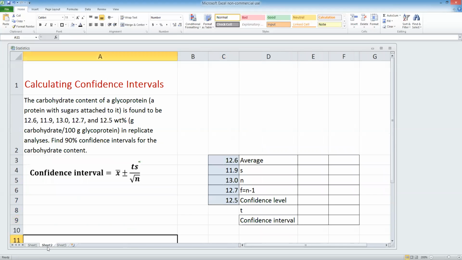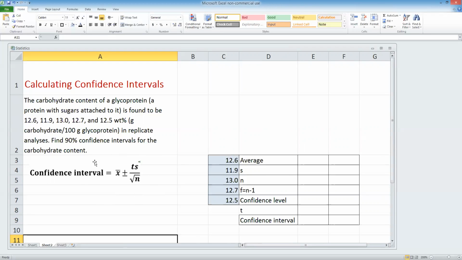The second example is to use Excel to calculate the confidence intervals. This is the carbohydrate content in glycoprotein, and you have 5 measurements here, and the question is to find the 90% confidence interval for the carbohydrate content. So again, you organize all the 5 data here. That's the data. So first, you need to know what formula we should use.